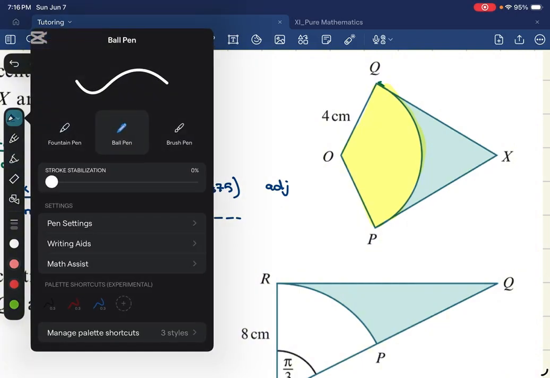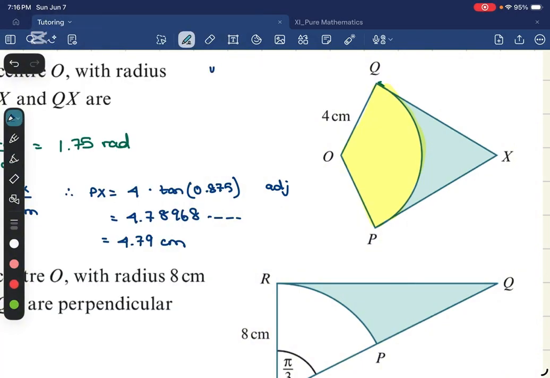Can we calculate the yellow area? Yes, we can. So the yellow area is just half theta r squared, from the formula we know, because that's just the area of a sector. So half theta is 1.75 radians, which we calculated in part A, times r squared, which is just going to be 16. And if you solve this, you get 14 centimeters squared. So the yellow part is 14 centimeters squared.